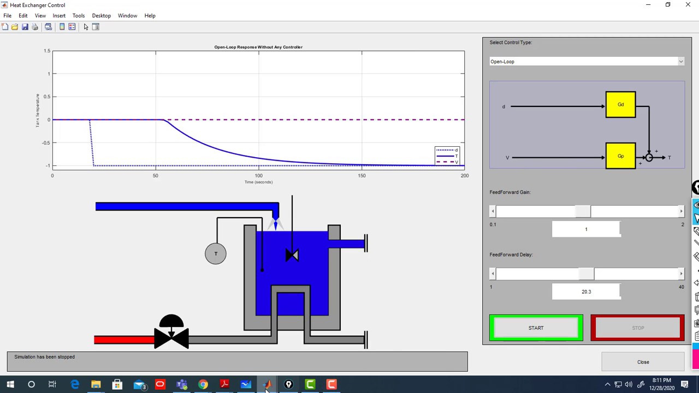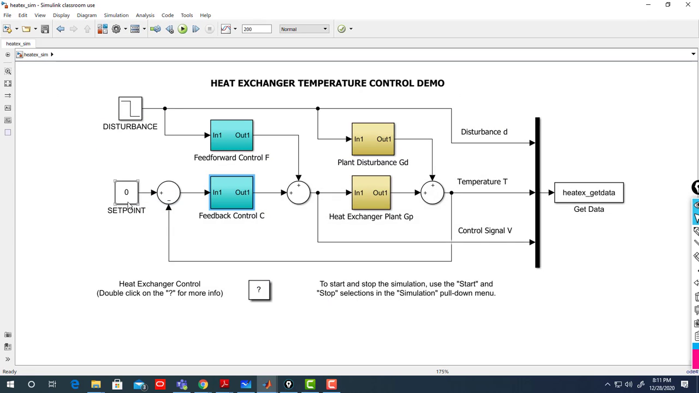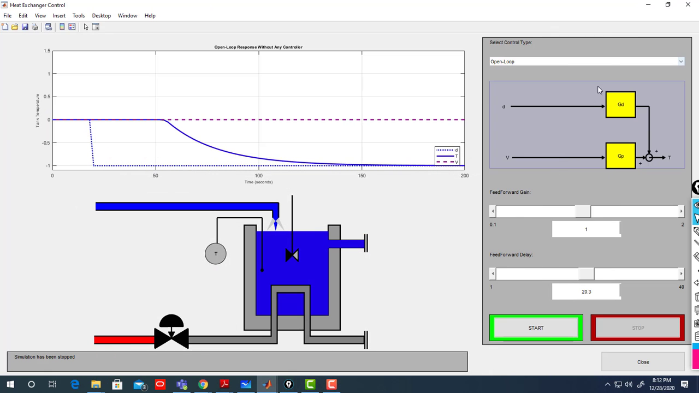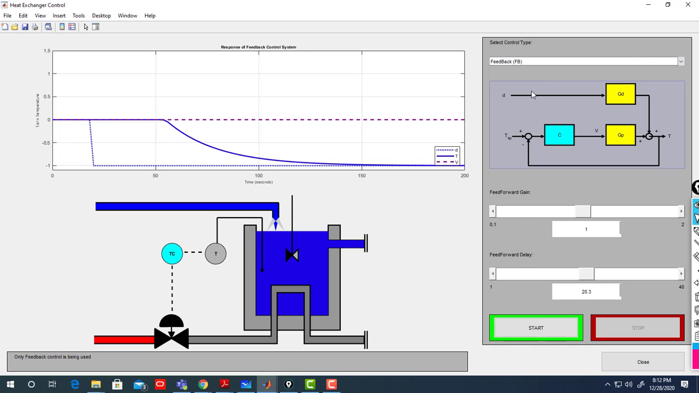Look at it here. Set point is 0. You have no controller. So 0 controller. Then here is 0. Alright. So then it is like that. Whatever you change here, it doesn't affect. So this is open loop, of course. What if I'm using feedback? So now I'm using feedback.